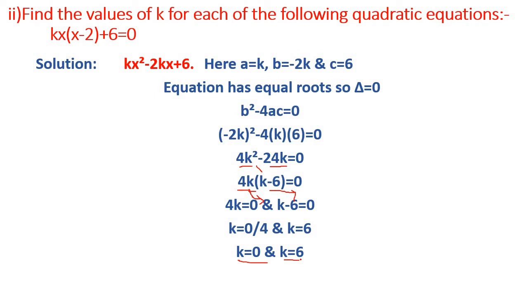So these are the values of k. Either we can take k is equal to 0, or we can take k is equal to 6 for the given quadratic equation. Then the roots of the quadratic equation become equal. This is how we can find the nature of the roots of a quadratic equation by using the formula delta is equal to b² − 4ac, which is equal to 0.